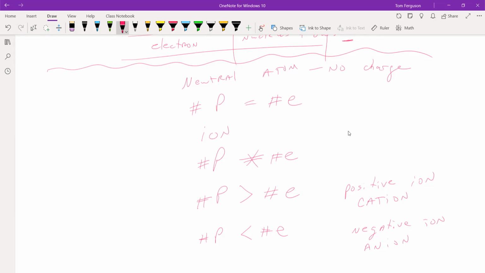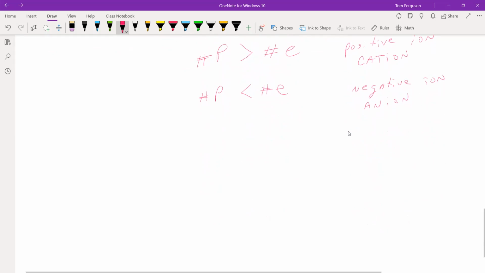Okay, so if we look at carbon on the periodic table, there are some numbers. The integer tells us how many protons carbon has.